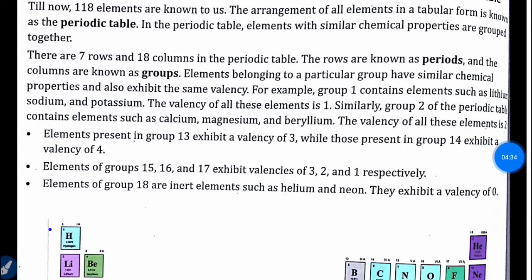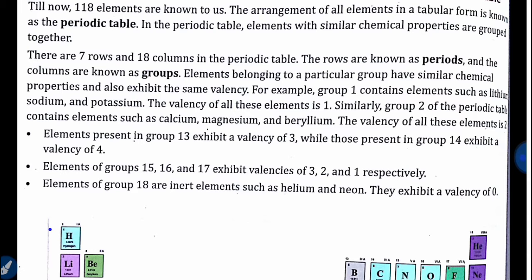The valency of all the elements in the first group is 1. The second group has valency 2, and it contains elements such as calcium, magnesium and beryllium. The valency of all these elements is 2. Elements present in group 13 exhibit a valency of 3, while those present in group 14 exhibit a valency of 4.